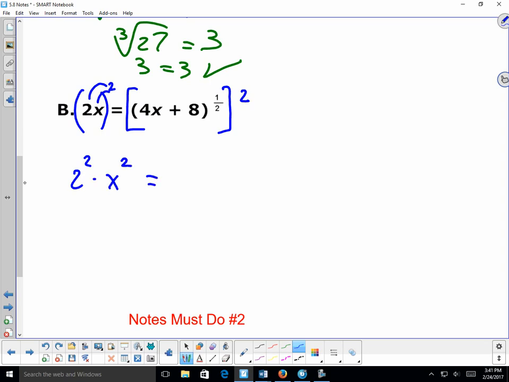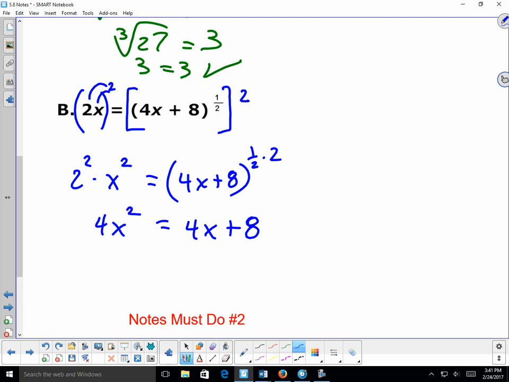And on the right side, we've got 4x plus 8 to the 1/2 raised to the 2nd. So that's 4x plus 8 raised to the 1/2 times 2, which is just equal to 1. So I get 4x plus 8 on the right, and I get 4x squared on the left. So let's solve this one. This one turns out to be a quadratic equation.